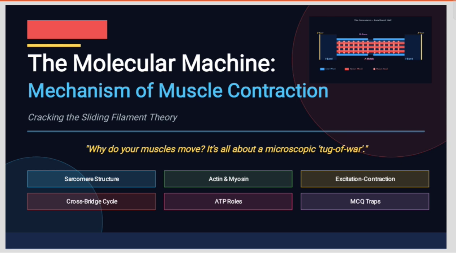This theory tells us that the muscle doesn't shorten by contracting its filaments. Instead, the thin actin filament slides over the thick myosin filament, bringing the Z lines closer together. Think of it like pulling two combs towards each other. The teeth interdigitate more deeply, but neither comb's teeth get shorter. That is exactly what happens in your sarcomere. Today we will cover the anatomy of the sarcomere, the proteins involved, the role of calcium, and the cross bridge cycle.